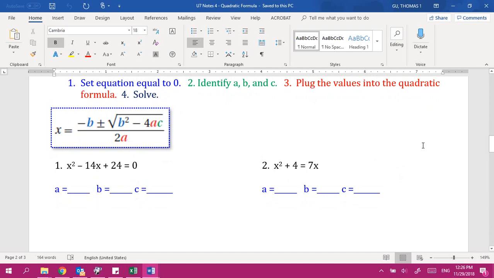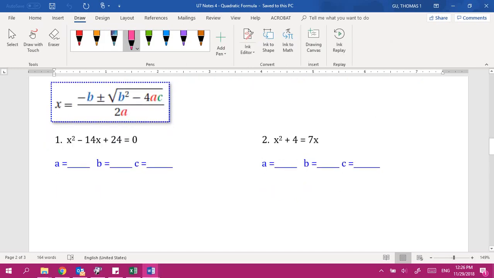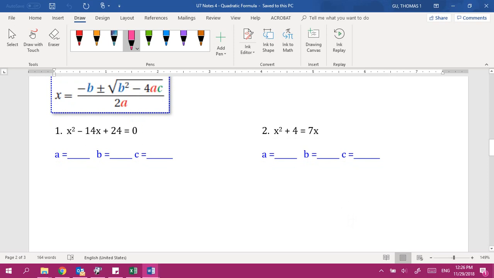On number 1, right here we got x squared minus 14x plus 24 equals 0. Is that already set equal to 0? Yes, it is. Are the terms lined up in highest power to lowest power? Yes, they are, because we got the x squared first, then we got the x, and then we have the term that doesn't even have an x. So it's lined up exactly like we want it. So we need to identify a, b, and c. What is a? 1. That's the number in front of the x squared. What is b? Negative 14. And what is c? 24, right.